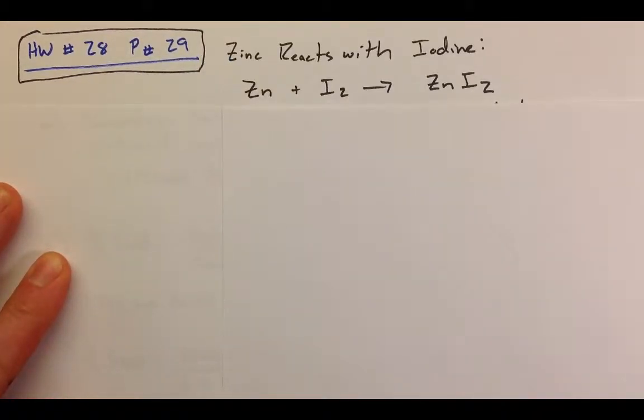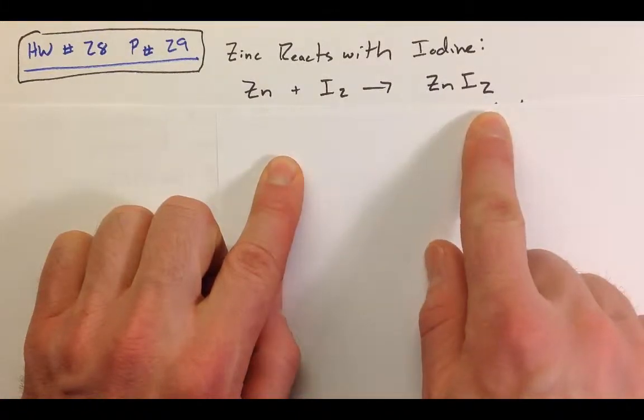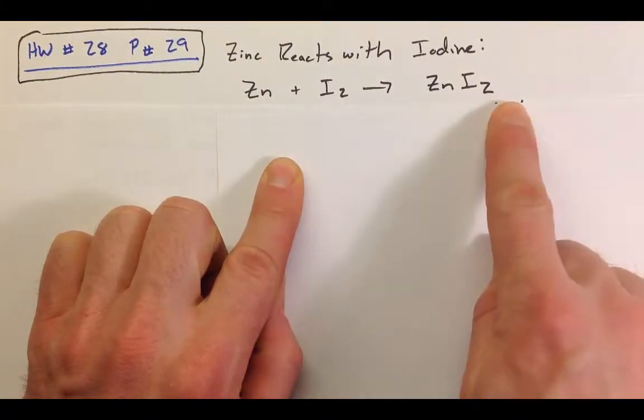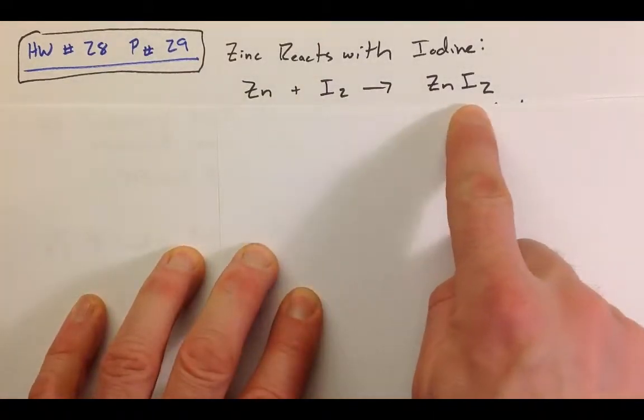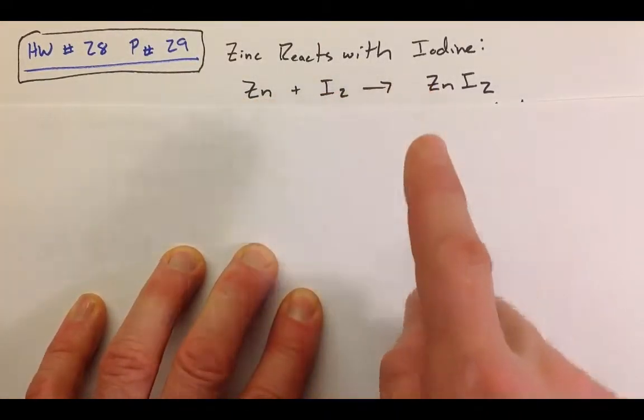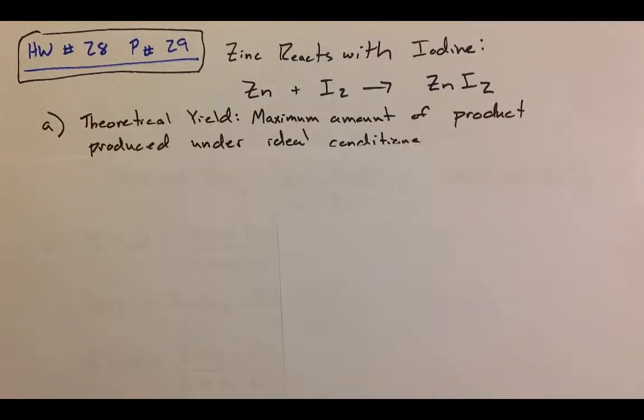Well, remember that every problem in this chapter is going to start with a balanced chemical equation. So I'm going to just go ahead and write that down so I can refer to that. Now, I really like this equation because all of my coefficients are 1, which makes things a little bit easier.